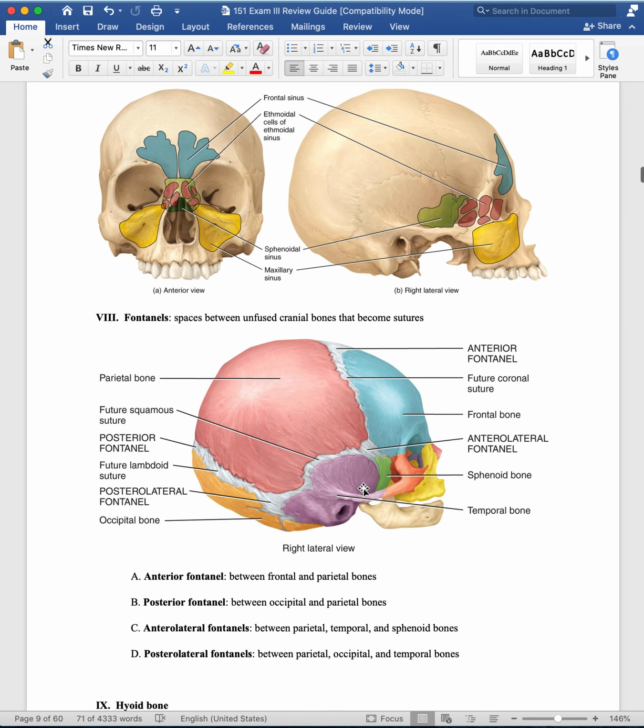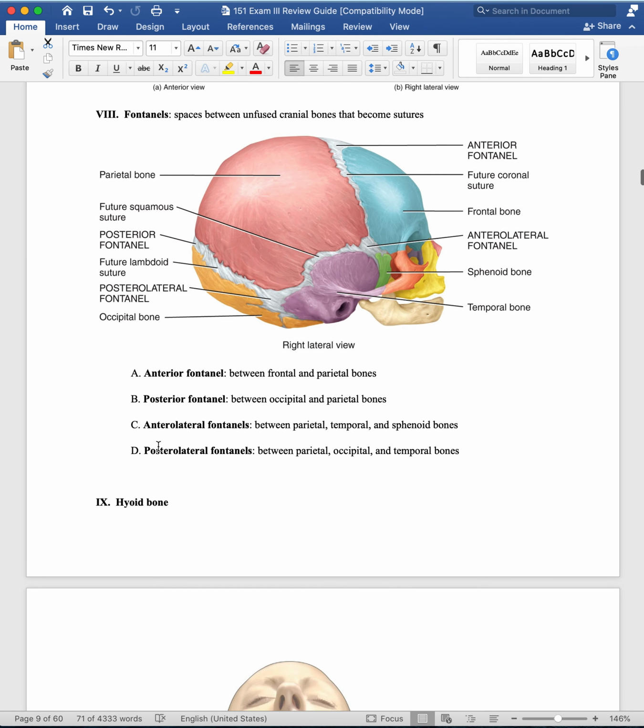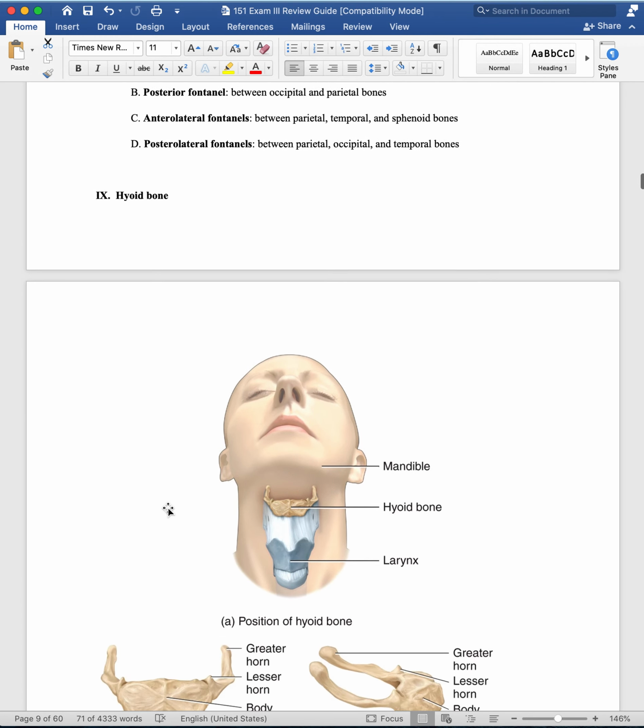Other things of interest are the fontanelles, which are going to be the areas between the cranial bones that are going to turn into sutures. Here's the posterior fontanelle, for example, the posterior lateral fontanelle, etc. So other things that are fair game are the different fontanelles that are the spaces that are going to eventually become sutures in a young child or an infant. Okay, again, you need to know all four of those.